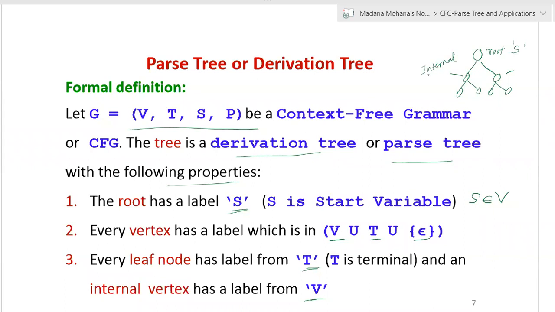So internal node. Now at the bottom, we will call these leaf nodes. Leaf nodes are labeled by terminals, whereas internal nodes are labeled by variables. Then the root is labeled by the starting variable. So these are all the properties of a derivation tree or parse tree. It needs to satisfy them always.